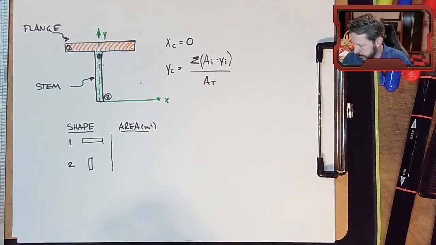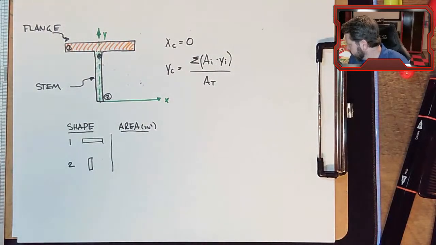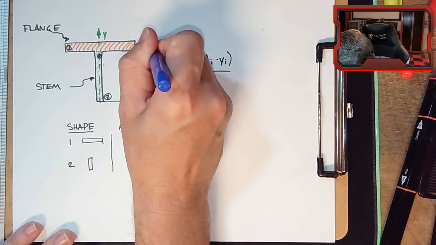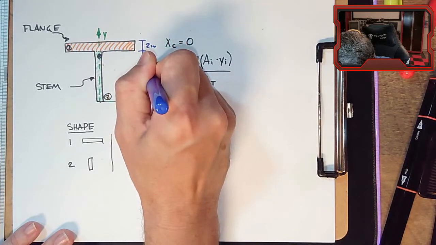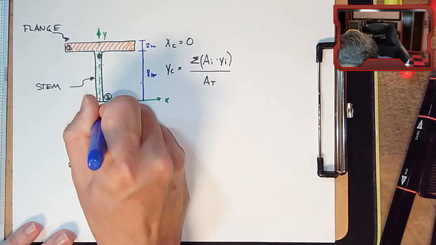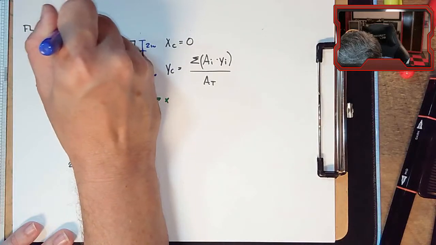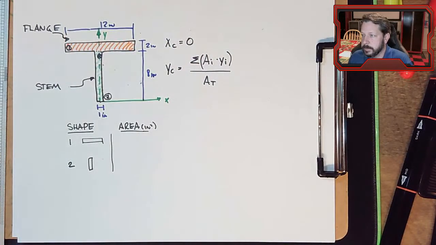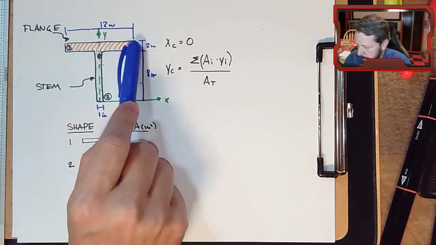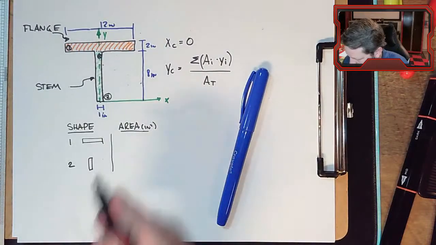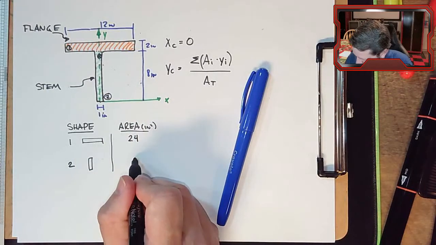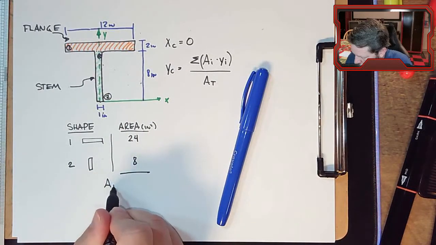And to calculate that area, we need to put dimensions on here. So I'm going to make that dimension 2 inches. Let's make that one 8 inches. Let's make that 1 inch. And let's make across the top here 12 inches. So we have all our dimensions now. So the area of shape 1 is 2 times 12, 24 inches squared. The area of the green stem, 8 times 1. So there's my total area right there.